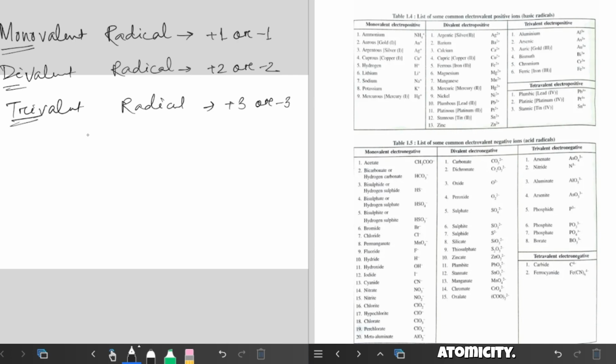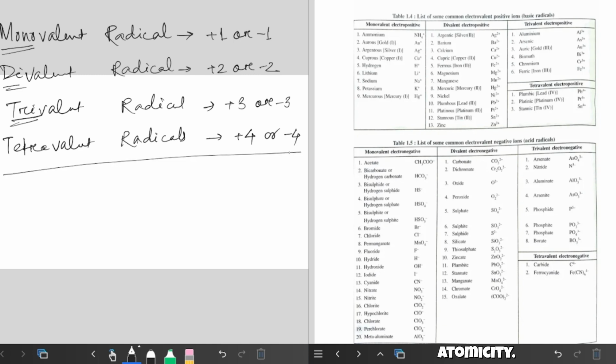Tri means 3. Next, tetravalent radicals. Tetravalent radicals mean the charge will be +4 or -4. So this is what the types of radicals are.